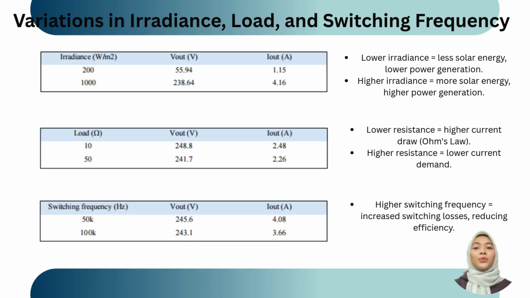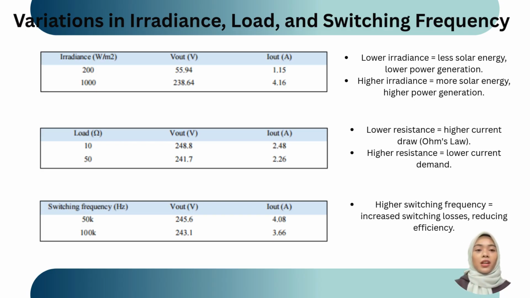When the load was set to 10 ohms, the output voltage increased to 248.8 volt, and the current was 2.48 ampere, as expected, due to the lower resistance drawing more current. When the load was increased to 50 ohms, the output voltage slightly decreased to 241.7 volt, and the current dropped to 2.26 ampere, which aligns with Ohm's law. A higher load resistance means the current will be lower.